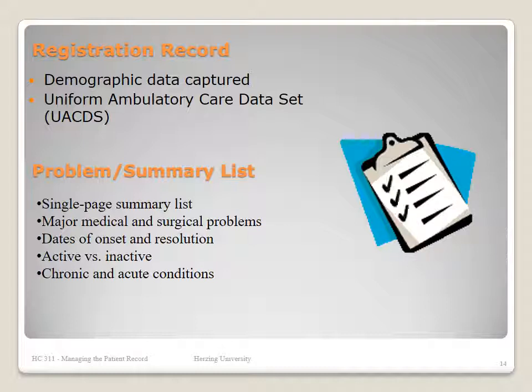The problem or summary list is a single-page summary on a patient. It is a quick reference sheet that can be used to review a patient's history. Items on this summary are previous surgeries, any complications from those surgeries, major medical problems, medications used to treat those problems, current and old conditions that may not be treated, and dates of last sicknesses and if they have been resolved.